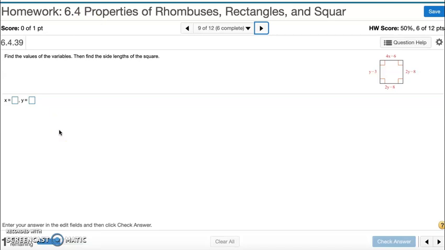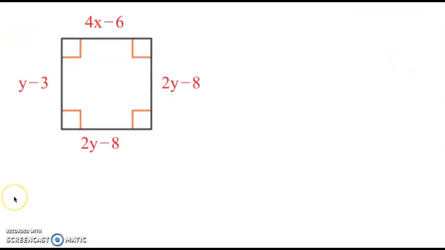Find the values of the variables. Then find the side lengths of the square. So let's take a closer look at that. Since this is a square, all the side lengths are equal to each other. So I'm going to set these two equal to each other to find y.